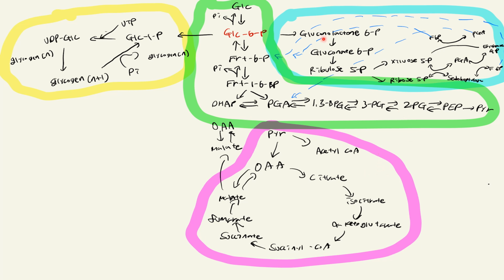So I skipped the anabolic reaction, gluconeogenesis, and the catabolic reaction, glycogenolysis, but they share the same pathway and similar enzymes, so I skipped them.